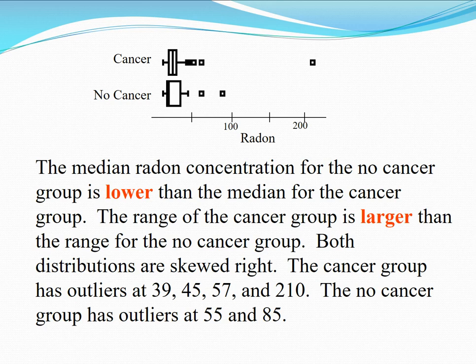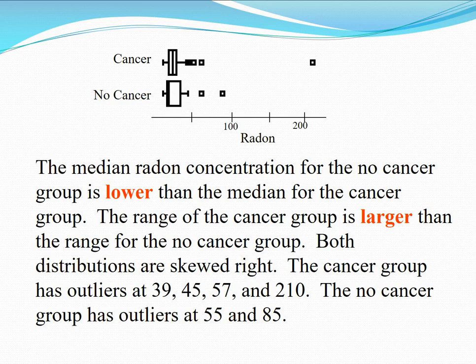Now we do have to compare them. So you're going to write a short little paragraph to compare them. Remember from the last video, anytime you're asked to compare a distribution, I want you to discuss and I want you to be specific. So we want to talk about the center. The median radon concentration for the no cancer group is lower than the median for the cancer group. There you're talking about the center. And you're being specific, radon concentration.